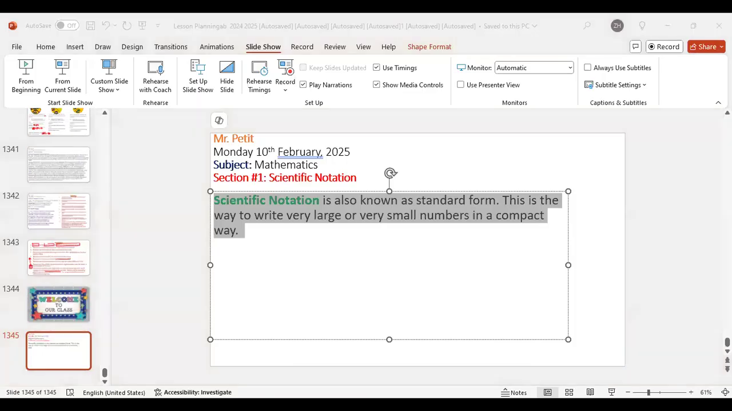Now there's a formula for scientific notation, or standard form. There's a rule, and in order for you to write numbers properly in standard form or scientific notation, you have to observe this particular formula. I'm going to give you the formula right now.